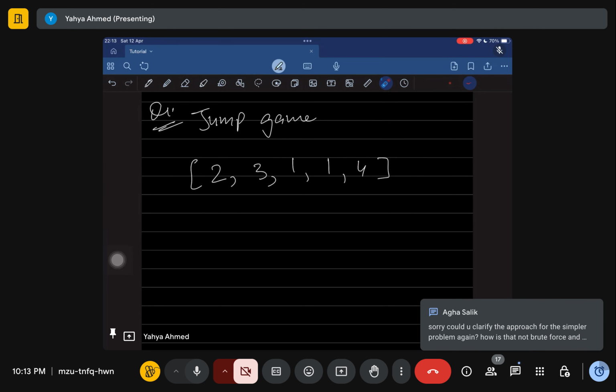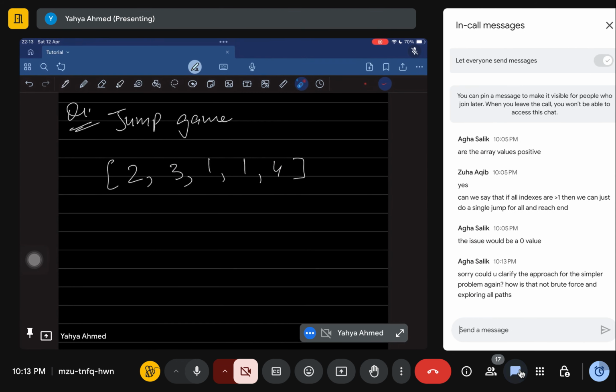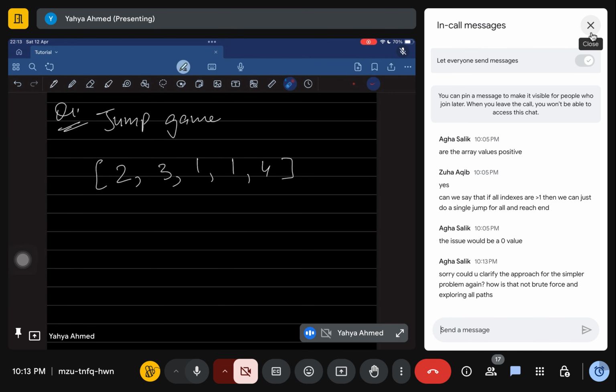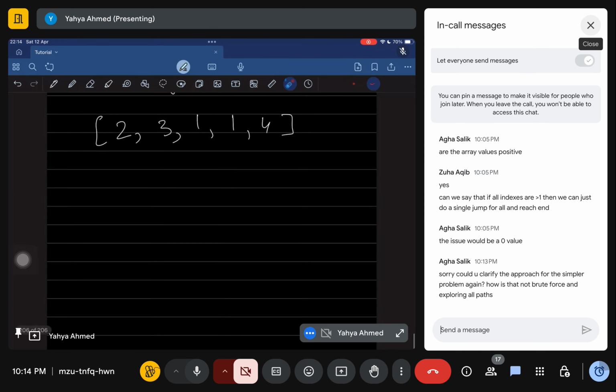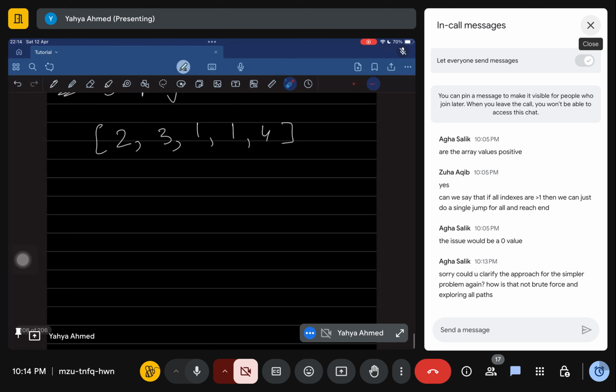So how would you actually find out? Sorry, could you clarify the approach for the simple problem? How is that not brute force? Salik, if I was doing brute force, I would be exploring every possible path, right? So it's actually very similar. What you're doing is actually very similar to the brute force approach, you're right. But the brute force would actually look something like this.